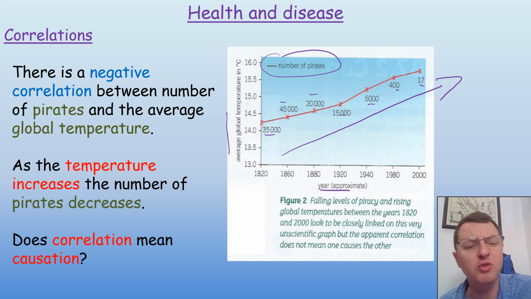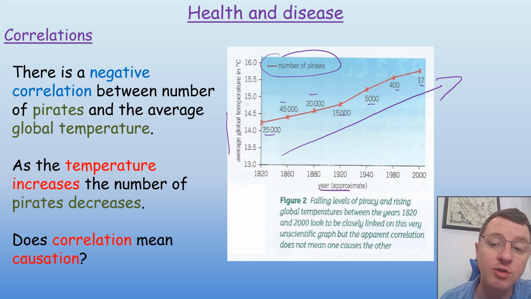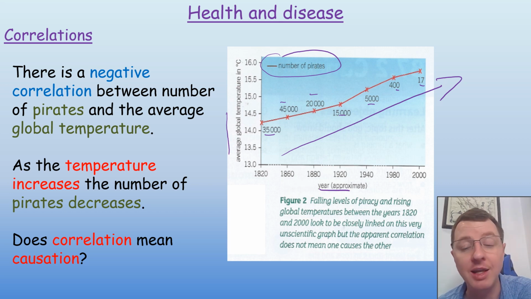As the temperature increases, the number of pirates has decreased. But does this mean that, yes, there's a correlation? Of course there's a correlation, but does this mean that that correlation is the same as causation? Did the change in global temperatures change the number of pirates sailing the oceans? Well, clearly there is no causation. Yes, there is a clear correlation between those two factors, but no, there is no causal link.